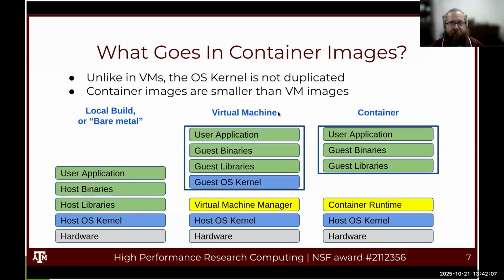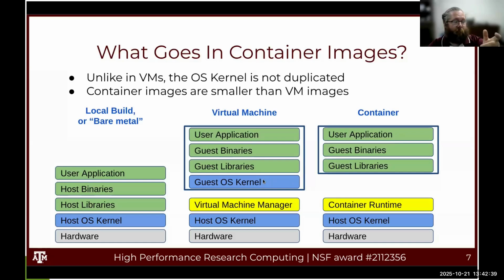So the two different isolation technologies, virtual machine and container, both put as much as possible of the software stack into the image to make it portable. But there's one difference, which is that a virtual machine includes an operating system in the image, and the container does not. So the reason for this difference is that the operating system is very large in memory.